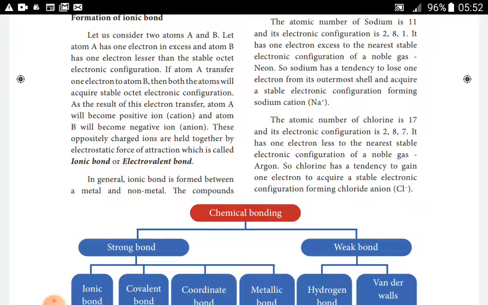So normally chlorine has the tendency to gain one electron from its combining atom, for example from a sodium atom, and satisfy the octet rule. So it has the tendency of gaining. So chlorine is electronegative in nature, electronegative character. Electronegative character means the tendency of gaining electrons from the combining atom.